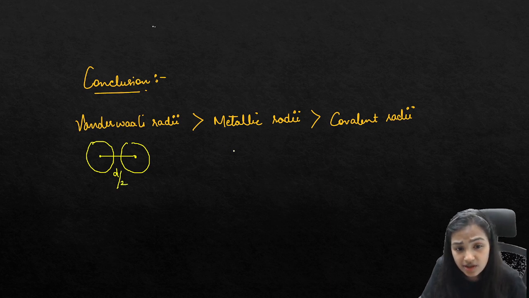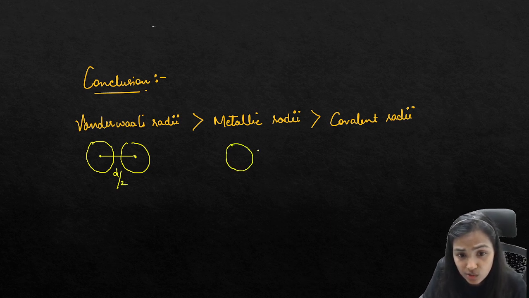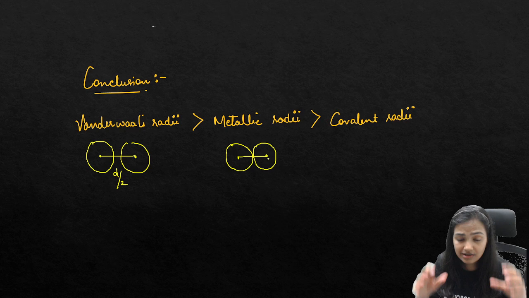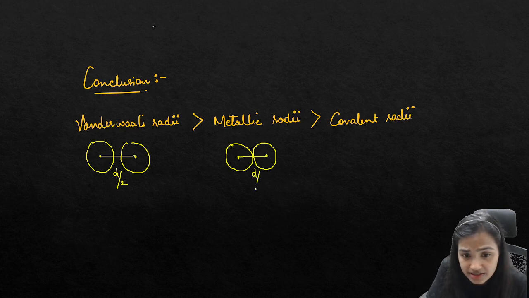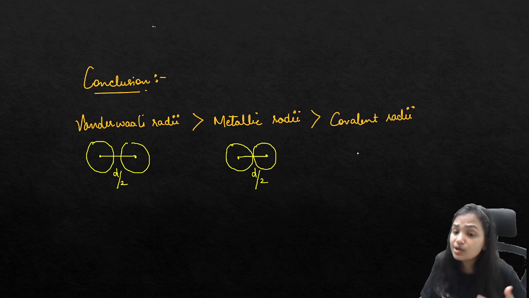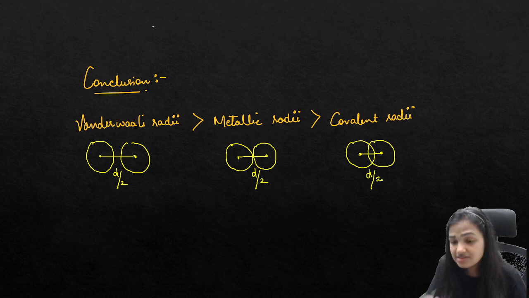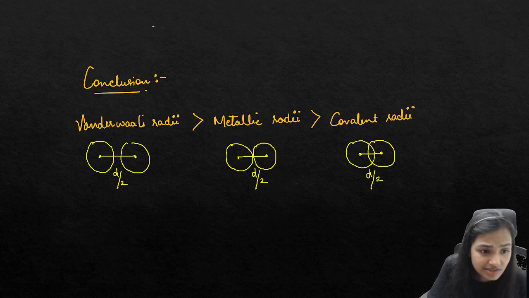When you talk about metallic radii, the atoms were in close contact with each other, and therefore metals are hard and brittle. So the distance between these two atoms is d, and the radius is d by 2. And if you talk about the covalent radii, there was an overlap. Because of that overlap, these two nuclei come closer to each other, and therefore the distance is d by 2. Here, if you imagine, this is a bigger line showing big D.